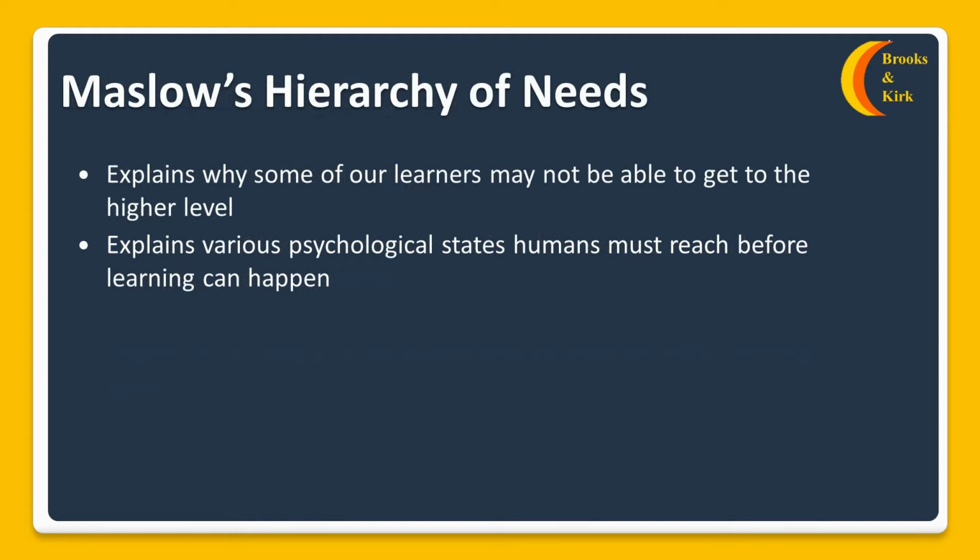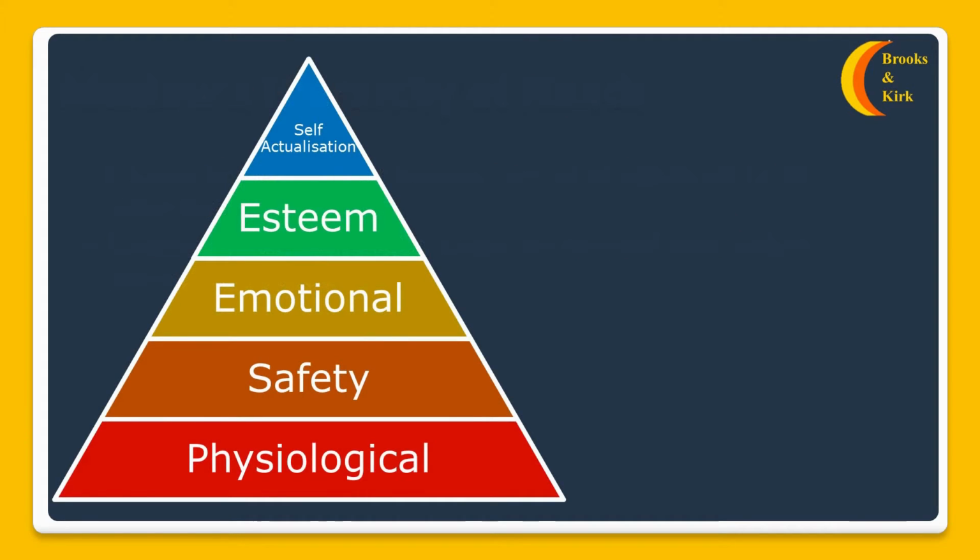Now, next one, Maslow's hierarchy of needs. What Maslow's hierarchy of needs does is it explains why some of our learners may not be able to reach the higher levels of cognitive thinking skills that we're after. It does explain some psychological states that we as human beings must reach before learning can take place. Now, this is the hierarchy itself.